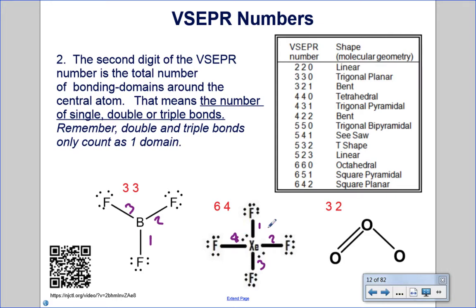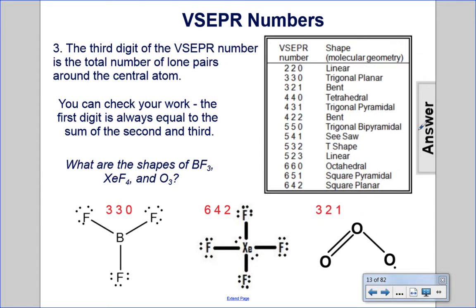Now, let's take a look at ozone. So, of the 3 electron domains around oxygen, only 2 contain bonds. Therefore, the answer for the second number would be 2. The third digit of the VSEPR number is the total number of lone pairs around the central atom. You can check your work. The first digit is always equal to the sum of the second and third.